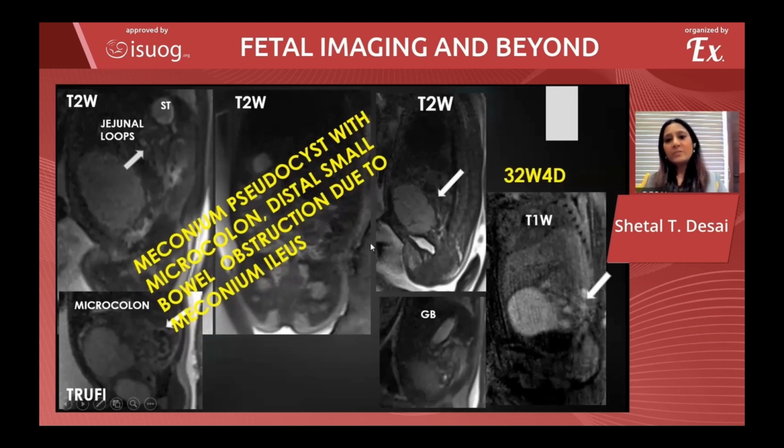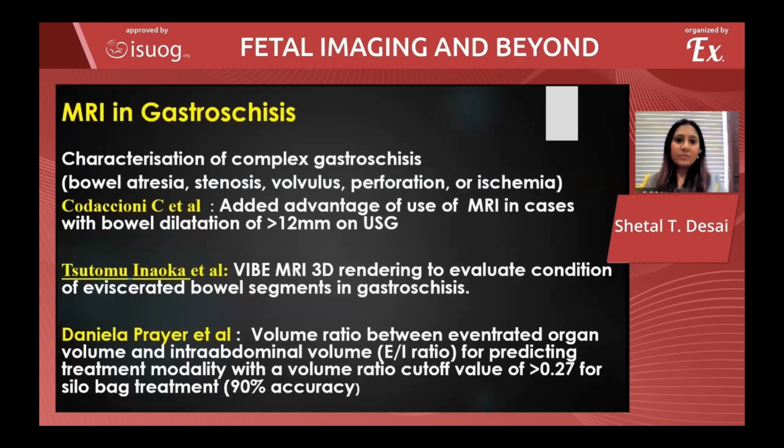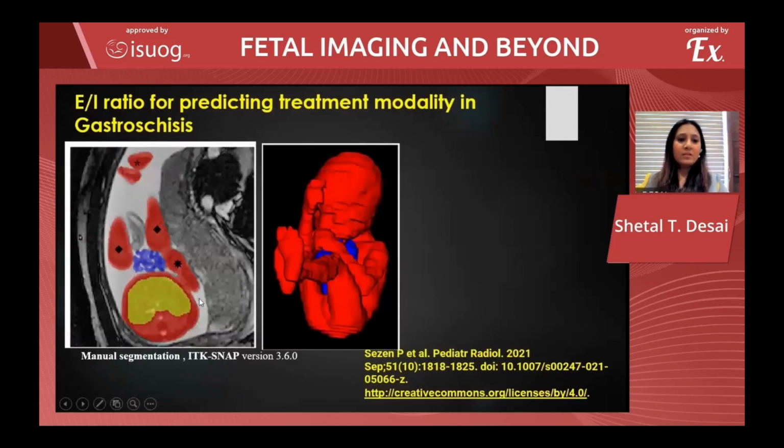Because of time constraint, again here I would not be going through the entire spectrum of bowel dilatation abnormalities on MRI, but again, this approach can give you the diagnosis with pretty much confidence. MRI in gastroschisis, the very next talk is going to cover this in detail. So just a brief about it, MRI is used for characterization of complex gastroschisis. And recently, Daniela Pryor and her group have shown the use of volume ratio between the eviscerated organ volume and intra-abdominal volume for predicting the treatment modality using a Silo-Bag treatment with 90% accuracy. And this is how the volume is measured using ITK-SNAP software.